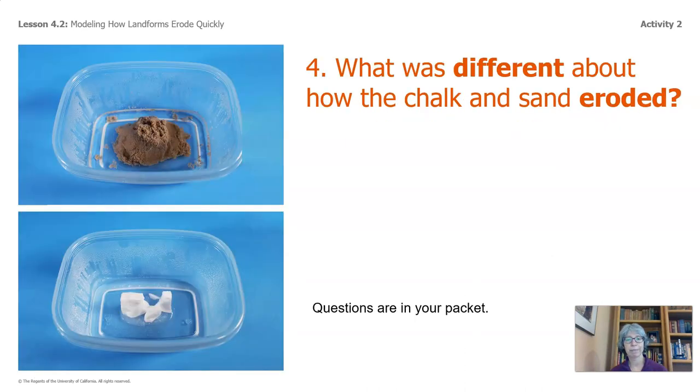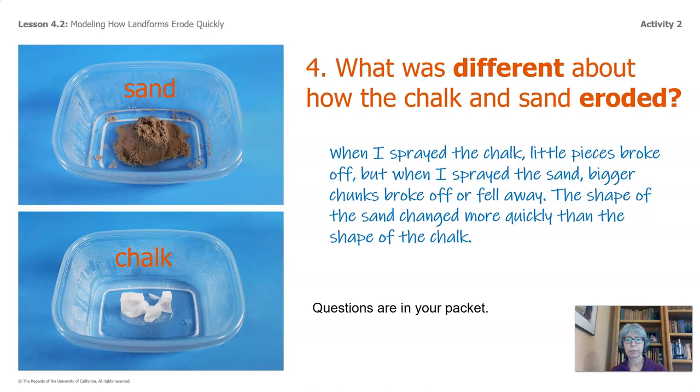Okay. Now these questions, number 4 and number 5, are in your packet for you to answer, or you can just answer them on a piece of paper. What was different about how the chalk and the sand eroded? When I sprayed the chalk, little pieces broke off, but when I sprayed the sand, bigger chunks broke off and fell away. The shape of the sand changed more quickly than the shape of the chalk. We hardly noticed the chalk's shape changing, right?